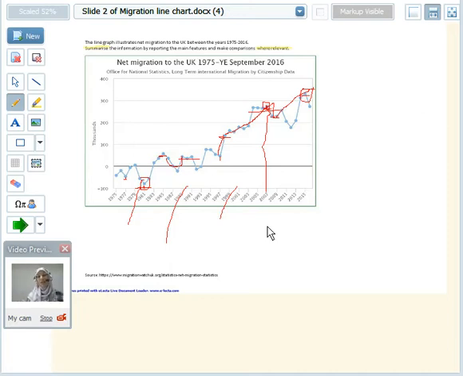But there's another way for you to say this. So you can talk about, in the 10 years between 1997 and 2007, net migration almost doubled, from 150,000 to just under 300,000. You can say almost doubled. It's another way of just expressing figures, which the examiners like to see.